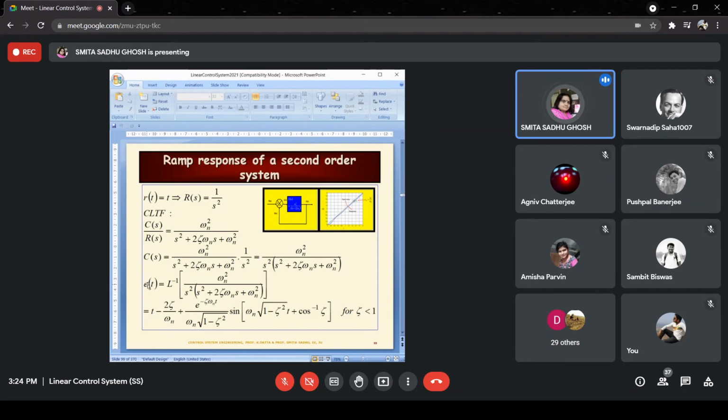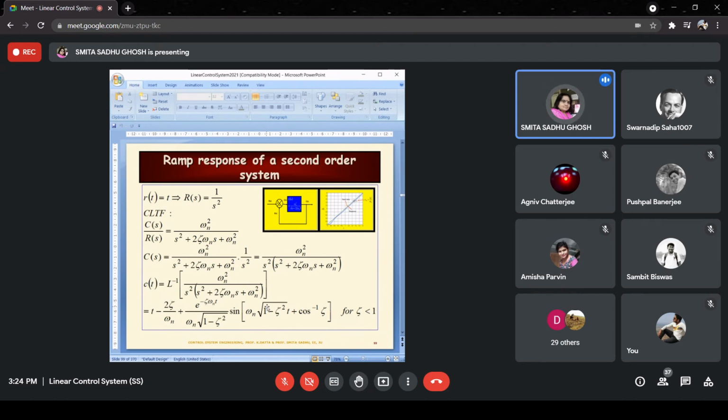So c(t) for this particular system that we had is given by, after working all that out and taking the Laplace inverse, it happens to be t minus 2 zeta by omega n plus this portion. I'm not reading it out, for zeta less than 1. So now you can see the overall expression for the output. Naturally, if you want to plot it, it can be plotted, fine.